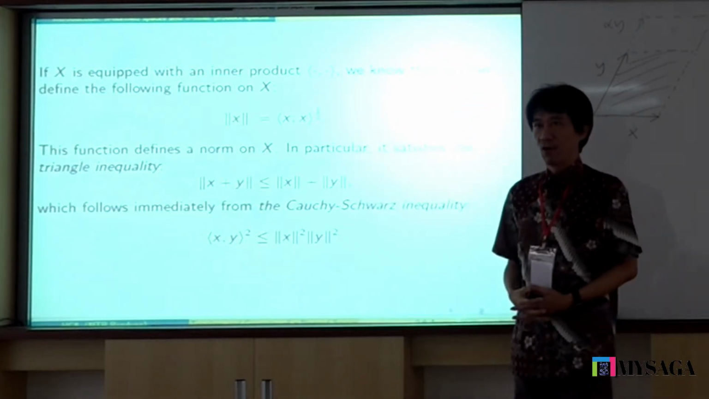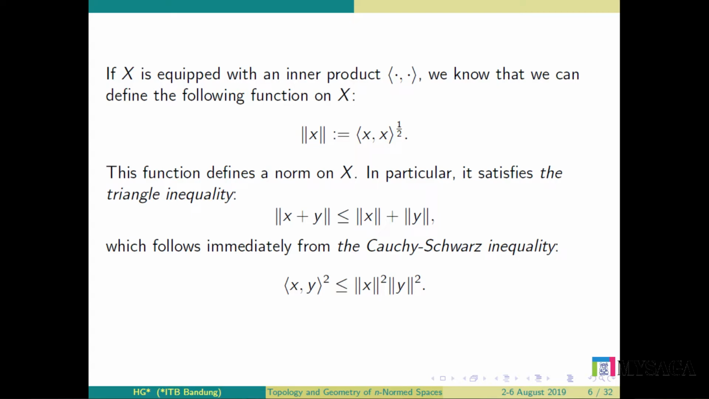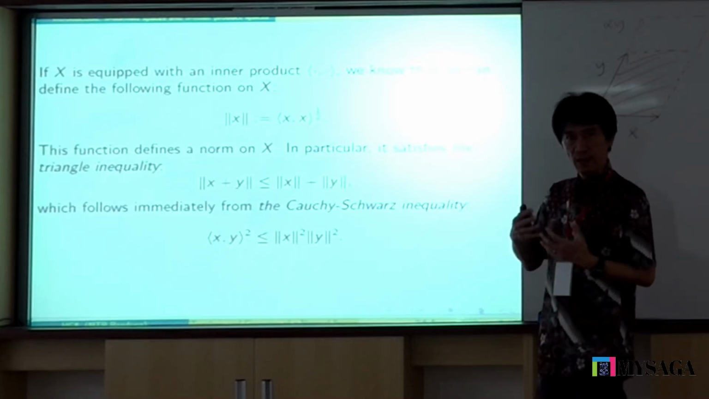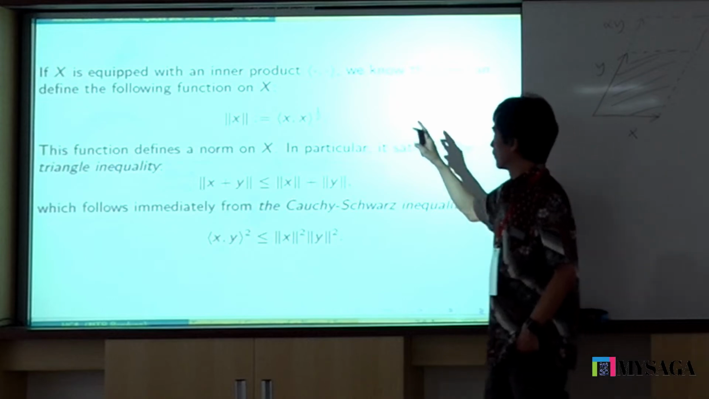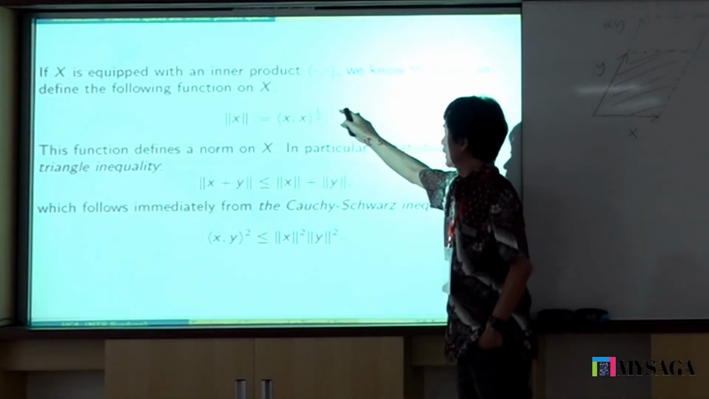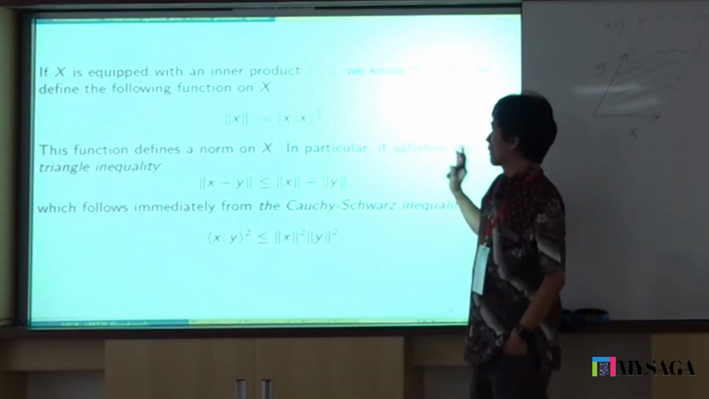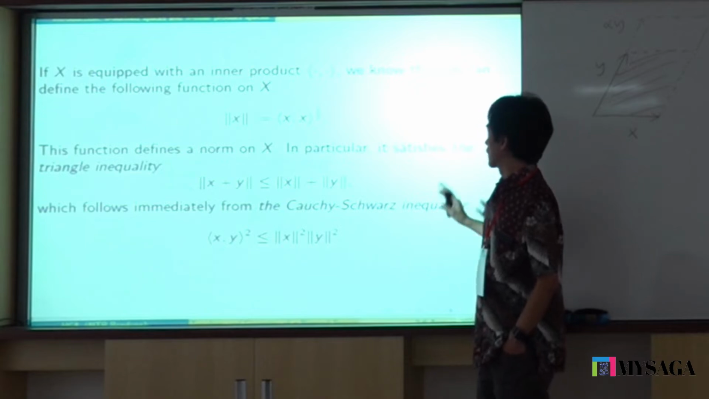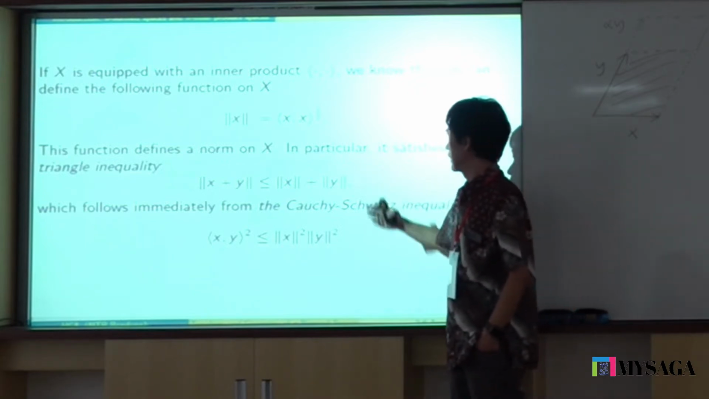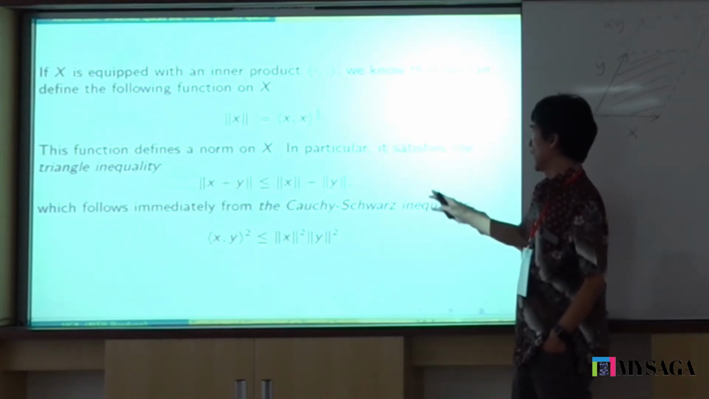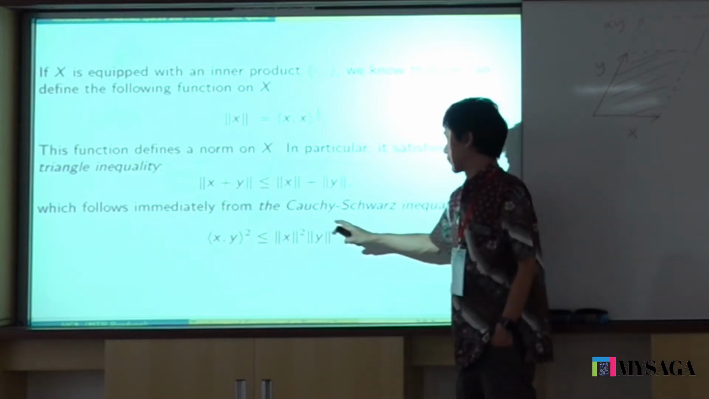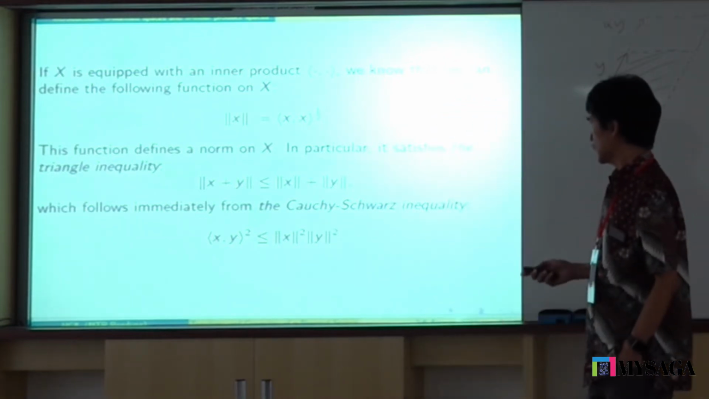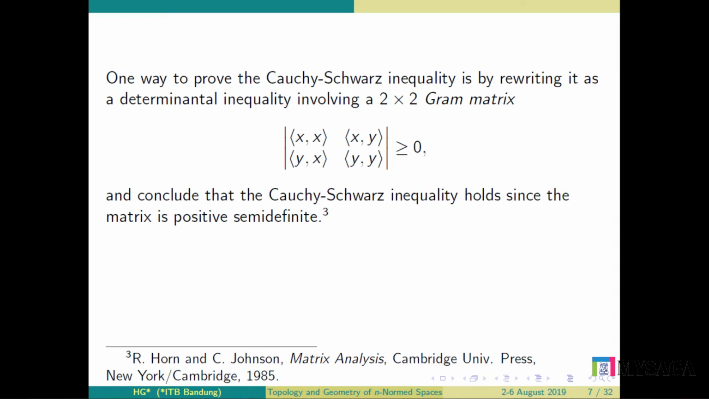Although I have assumed that you already know this, I need to present it just to see how things flow from this form. Okay? So given an inner product, we can define this function, and then we realize that that function defines a norm. Of course, we have to prove the properties of the norm, and one of them is the triangle inequality, and that triangle inequality follows immediately from the Cauchy-Schwarz inequality, which is that inequality.